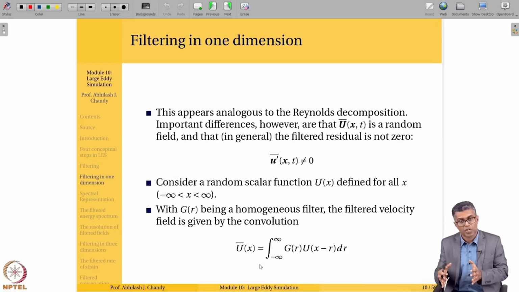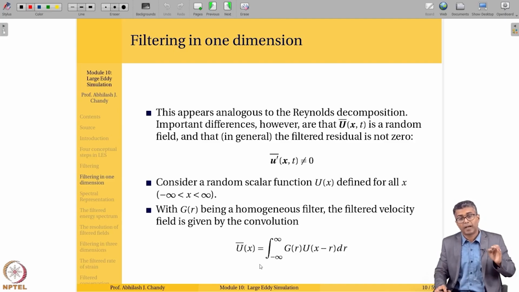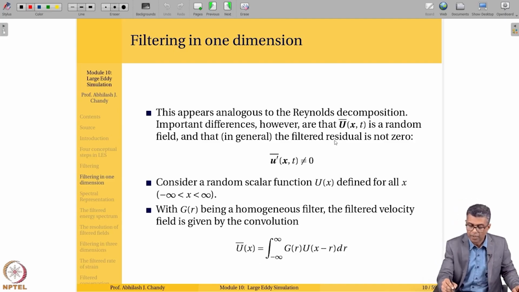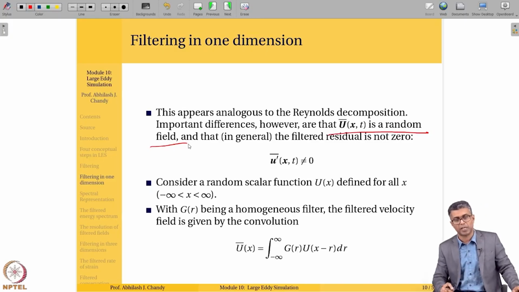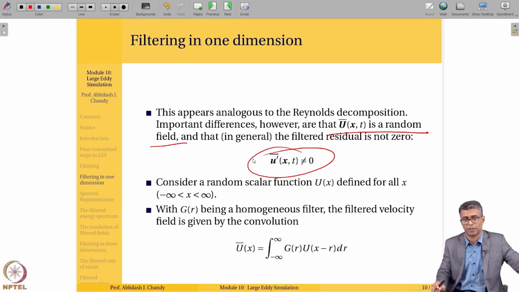So essentially this appears to be analogous to the Reynolds decomposition, like I was saying earlier, in the sense that you are decomposing U into two components: some kind of a mean and fluctuation in the case of Reynolds decomposition, and here a filtered and a residual. So in that sense it is analogous, right? But there are differences. One, U bar is a random field, and because you're not time averaging, the filtered residual is not zero. This is the most important difference here.